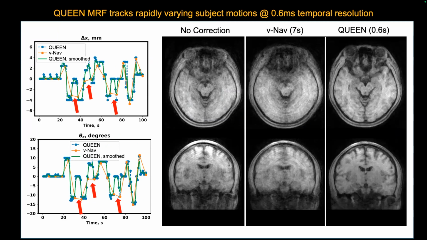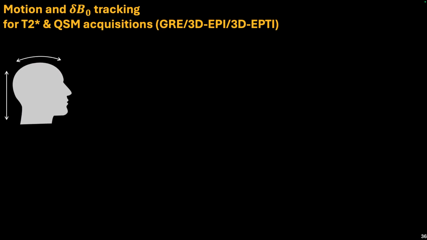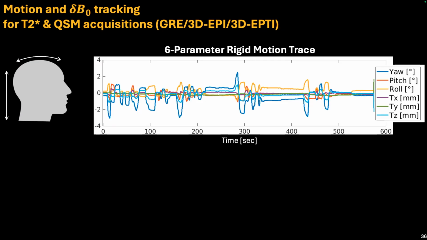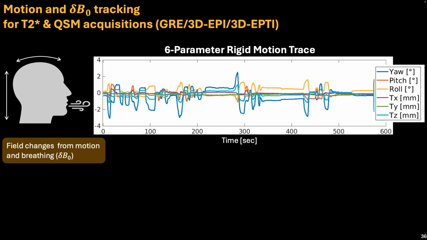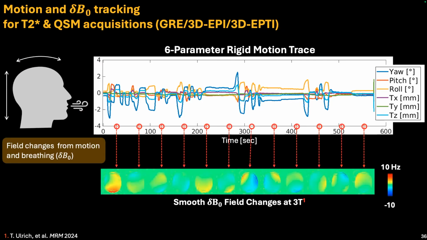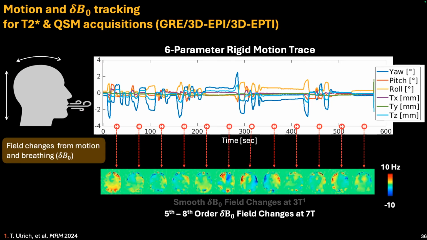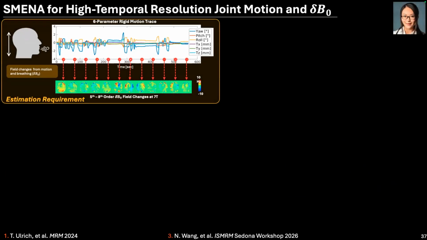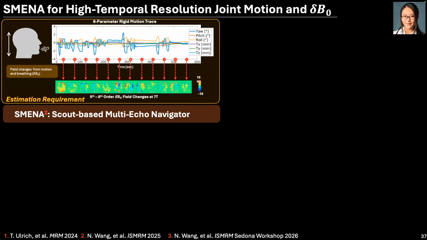Okay, so capturing motion sub-second is great, but it's also important to track B0 changes, particularly for T2 star and QSM sequences at late TE. You can capture the 6 rigid motion parameters, but due to the motion, there are going to be changes in B0, as well as from breathing and other things. These can be quite smooth at 3T, but at 7T, where we're operating here, they can go up to 5th or even 8th order spherical harmonic. And you really need to capture that to be able to get a clean image in T2 star and QSM. So we'll extend our Queen approach and develop the SMINA approach to tackle this issue as well.